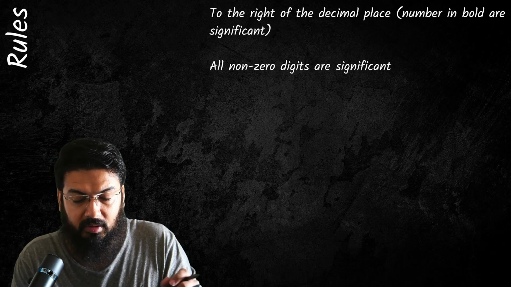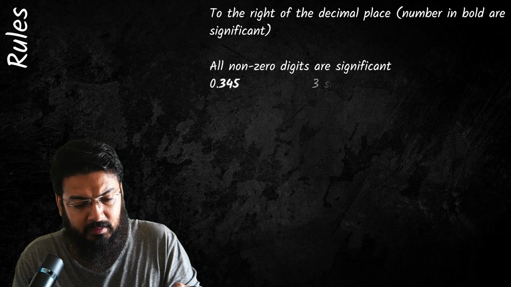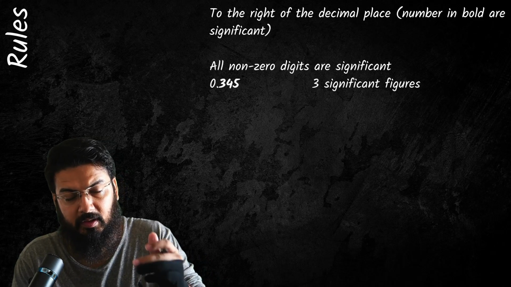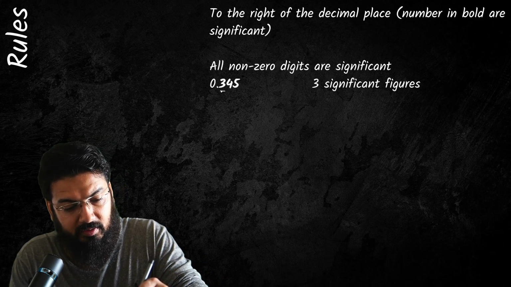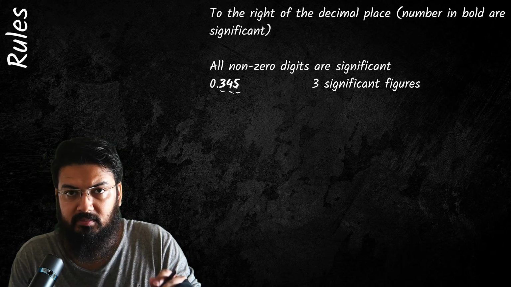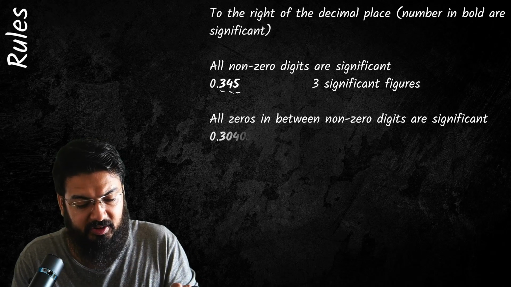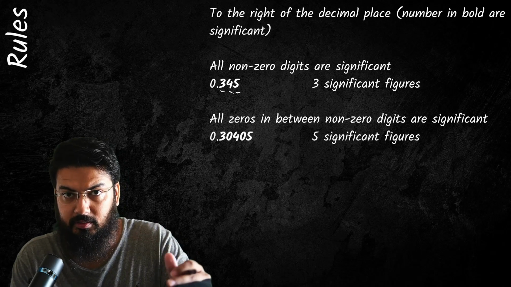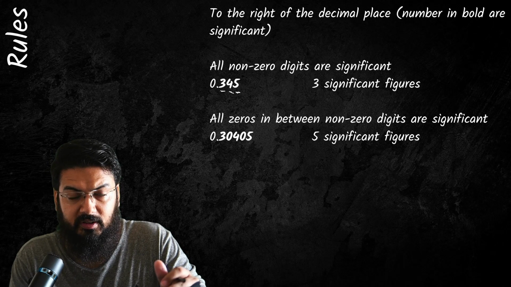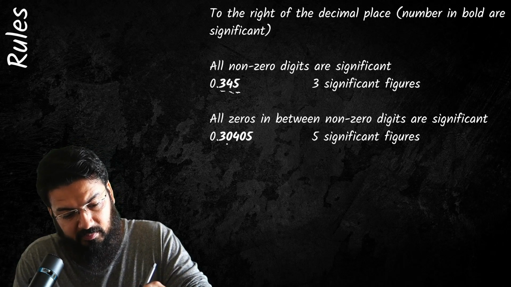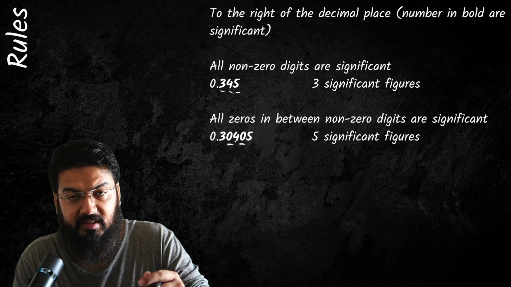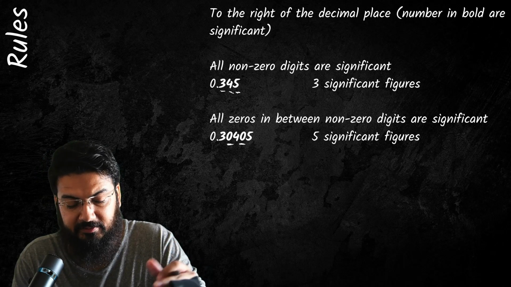All right. So again, all non-zero digits are significant. So 0.345, you have 3, you have 4, you have 5. All of them are significant. Then we have all zeros in between non-zero digits. So they're significant again. So the 0 in between 3 and 4. The 0 in between 4 and 5. Both of them, this one right here and this one right here, they are both again significant.